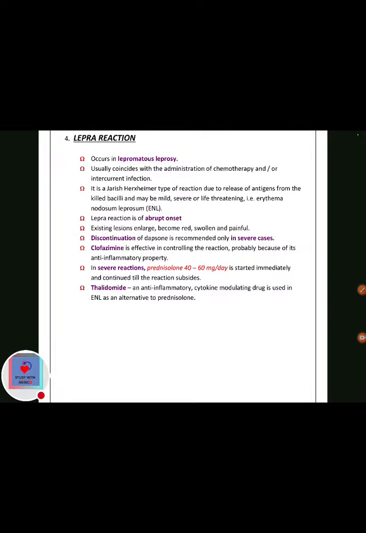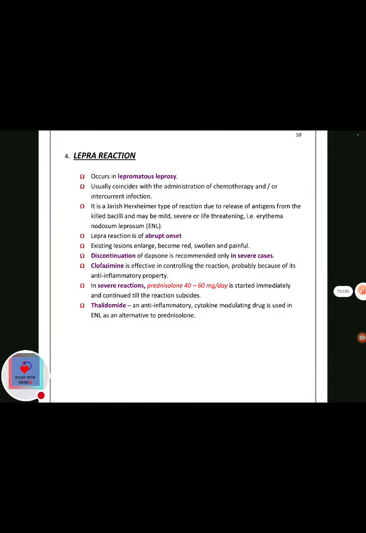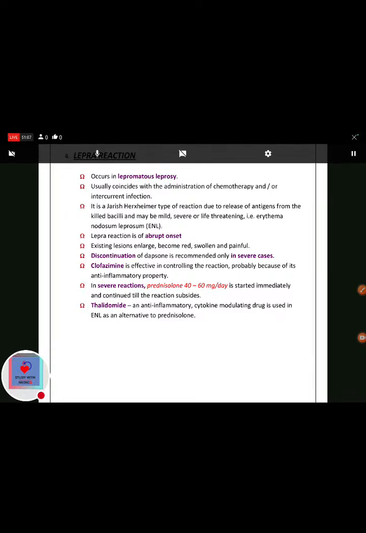So let's try Gemini, how to learn this lepra reaction. So I'll ask Gemini, what is lepra reaction? What is lepra reaction? I'm asking Gemini.